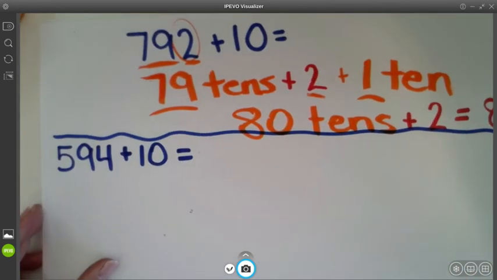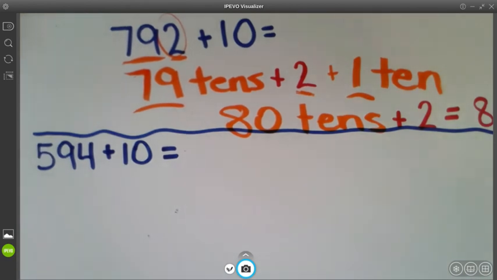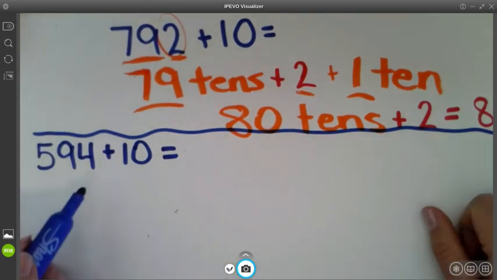What are you doing, Mama? I'm playing math. I'm doing math. Okay, so I have 594 and I have 10. Whoop, you can't see it. Is someone talking to you? No.